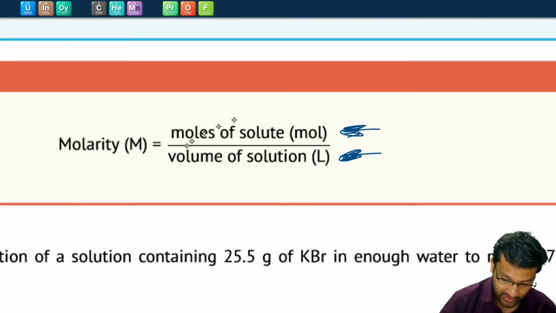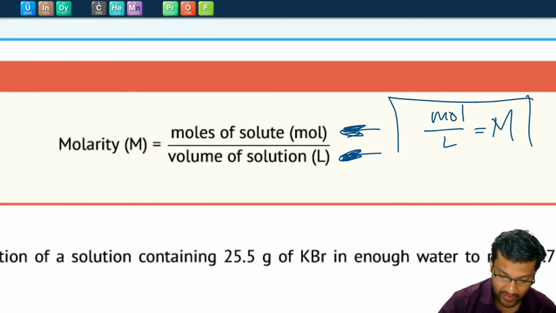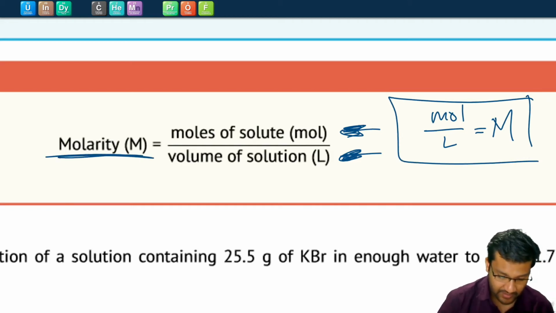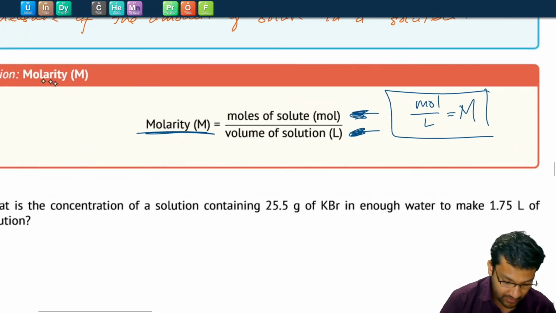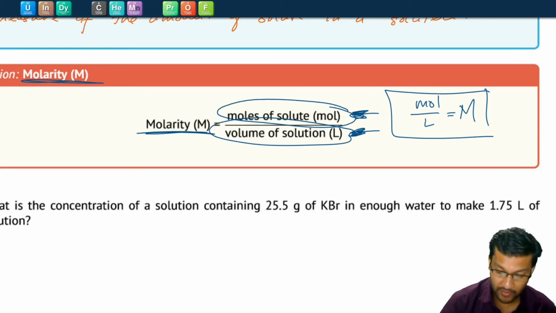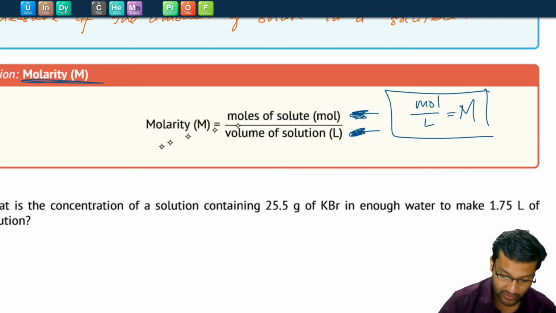And so this unit, moles divided by liter, we'll call the molarity, or big M. And so that's what the molarity is. The molarity is just a measure of the concentration where we divide the number of moles of the solute by the number of liters of total solution that we have.